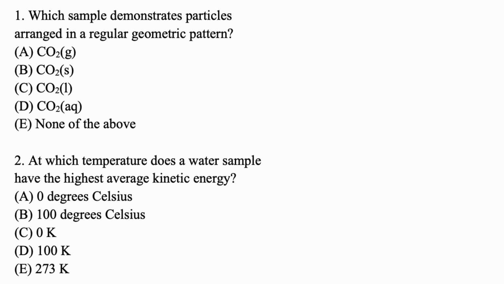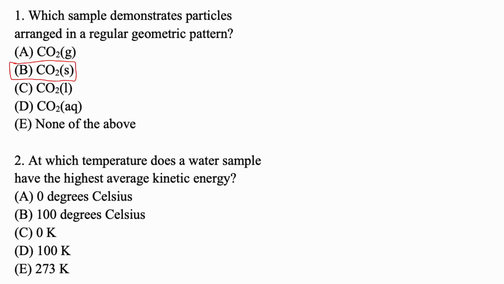So if you had, for example, an ice cube and you put it in a glass, that ice cube is not going to change any shape while it's still an ice cube. So that's just one very simple explanation, but the answer to this would be B, because you have CO2 in solid form. Now the reason D is not the answer is because aqueous means dissolved in water. When you dissolve something in water, that means that molecule is now going to be flowing in a sense through all of those water molecules. So it's not going to be in a geometric pattern any longer. So the answer to number 1 would be B.